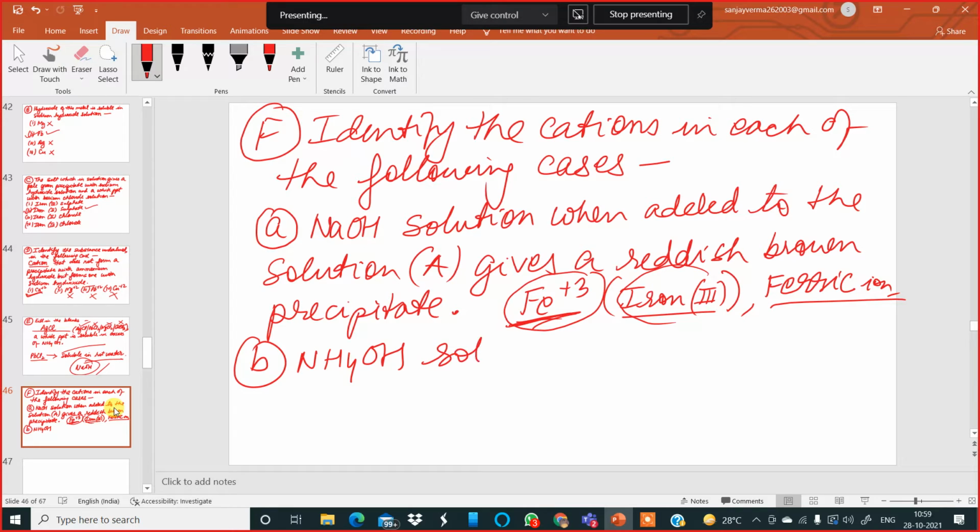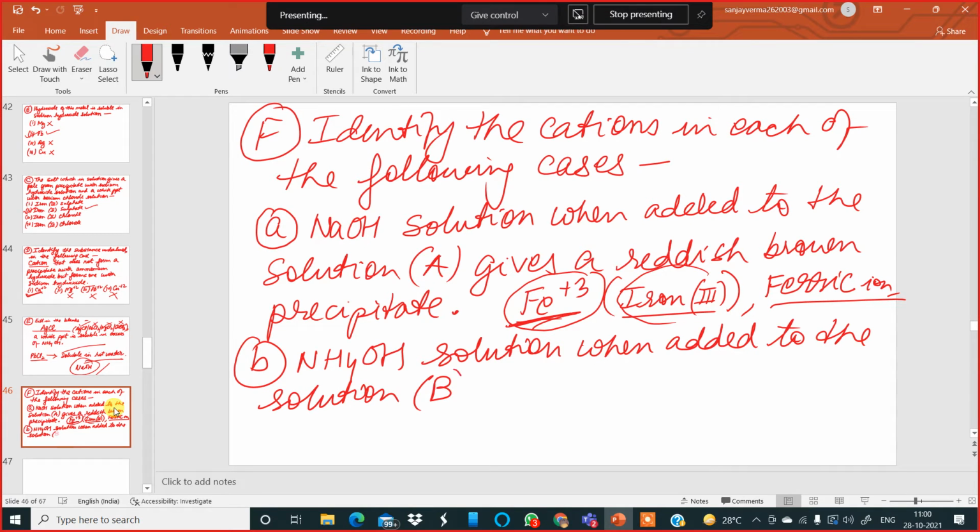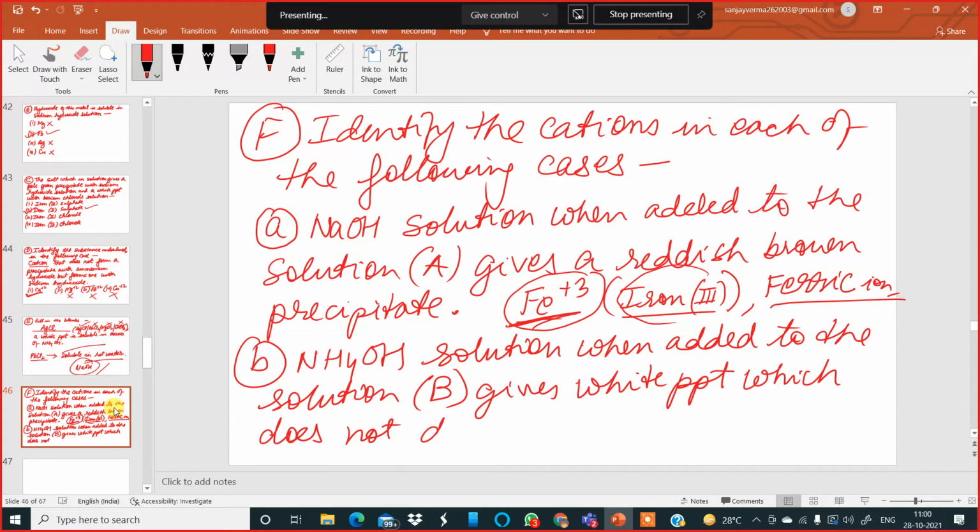Ammonium hydroxide solution, when added to the solution B, gives a white precipitate which does not dissolve in excess of NH4OH. So, which is the cation present in solution B?